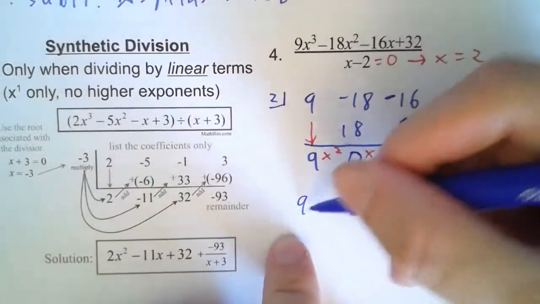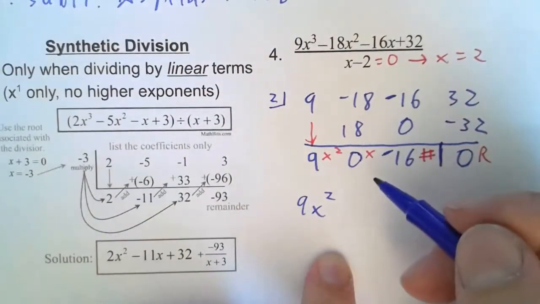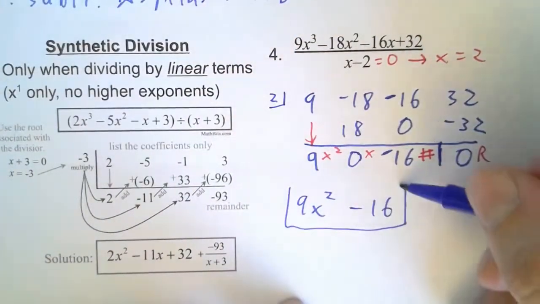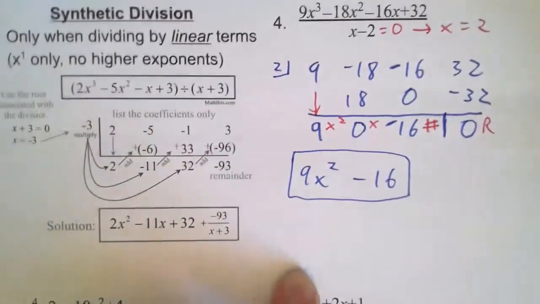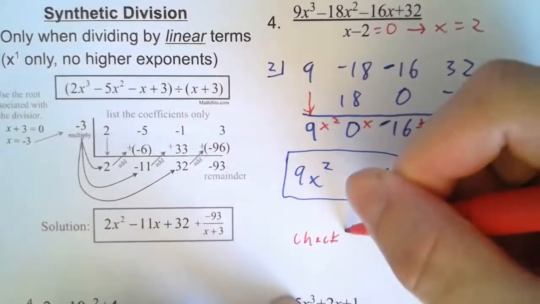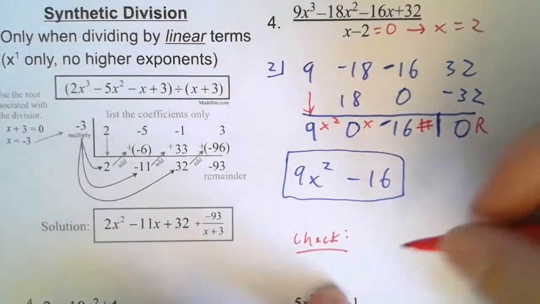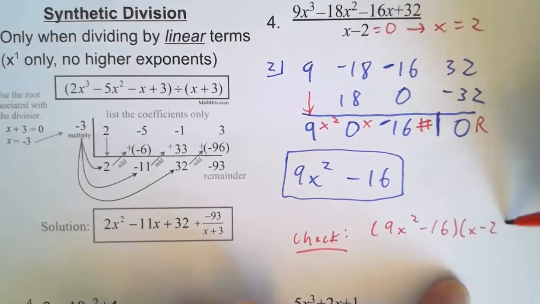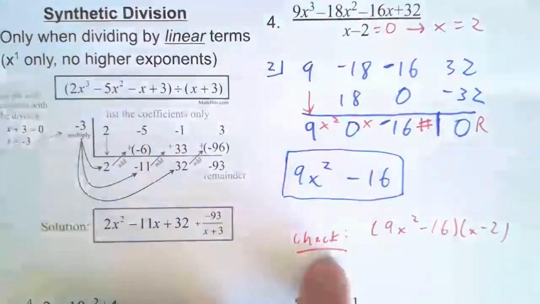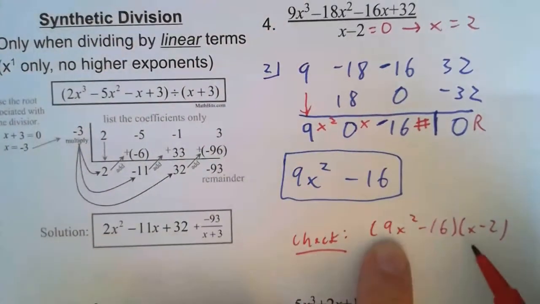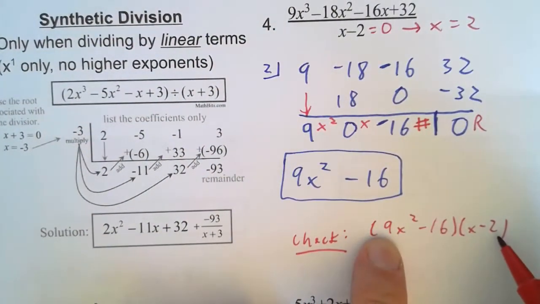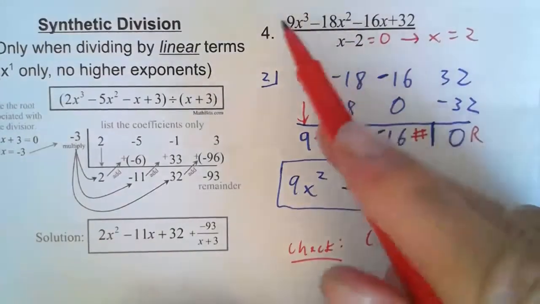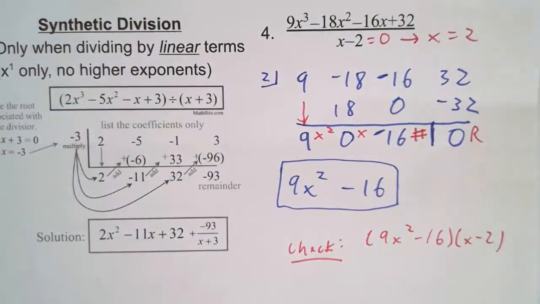So my answer here, I've got 9x squared. I don't have any x's, and I've got minus 16. And that is my answer. And of course, if you want to check it, every division problem is related to a multiplication problem. You can check, does 9x squared minus 16 times x minus 2 equal what we started with there? And so you can see you'd have 9x cubed, and then you'd have minus 18x squared, minus 16x, and plus 32, which is what we had up there. So it looks good. Okay.